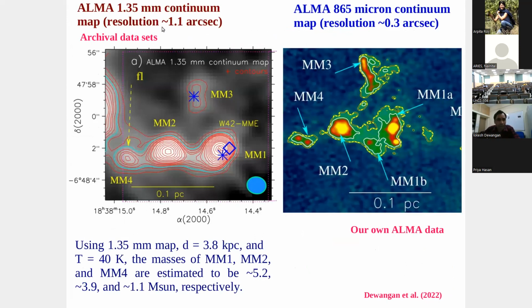This is the archival ALMA data at 1.3 millimeter. You see nicely there is a core associated with this methanol maser, W42 MME, and other clumps. In order to see further what is inside that, we have used our own ALMA high resolution 0.3 arcsecond continuum image, and we further resolve this. You can nicely see these structures in the continuum.